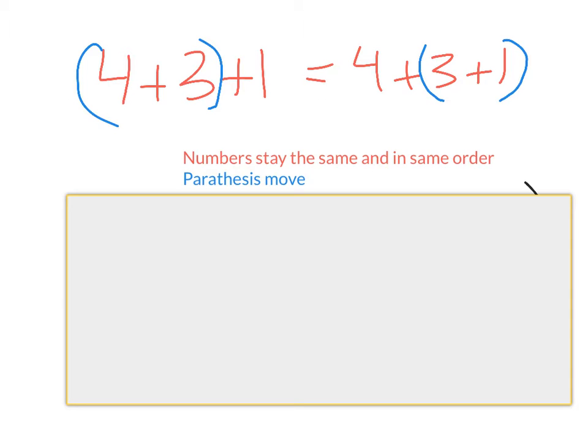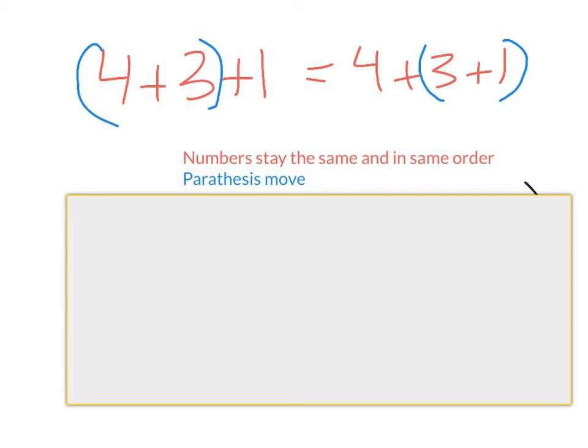So if you remember from the beginning of the year when we first worked with the associative property, it looked a lot like this, where we have the same expression on either side of the equal sign, kind of like an equality, and the numbers stay the same and in the same order. So in this one it's (4 + 3) + 1 equals 4 + (3 + 1). So the numbers have stayed the same and they've been in the same order. Now the big difference is that the parentheses have moved. In this case it goes over the front two numbers, and in this case it's going to go over the back two numbers.